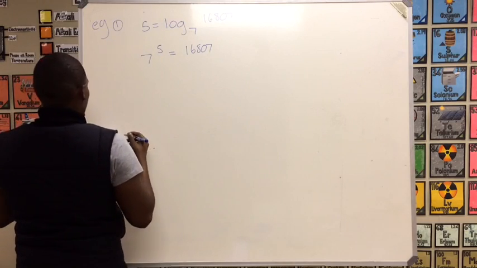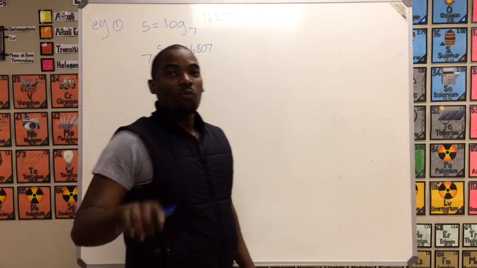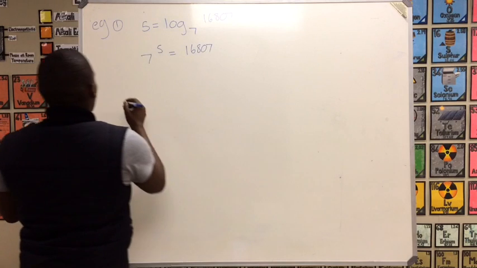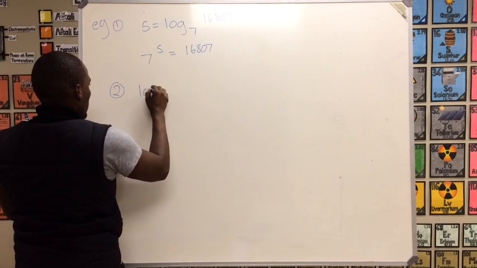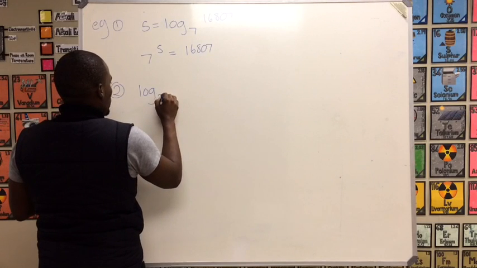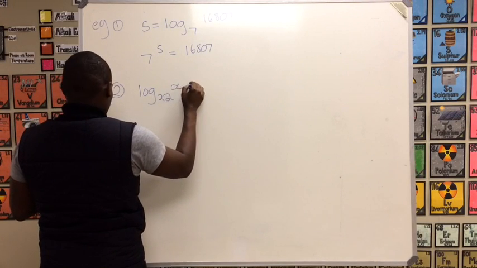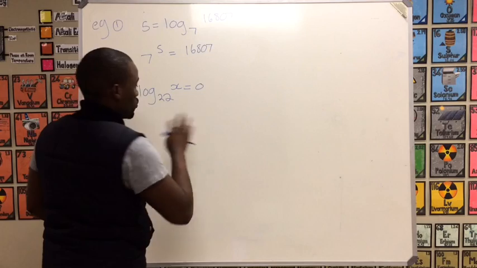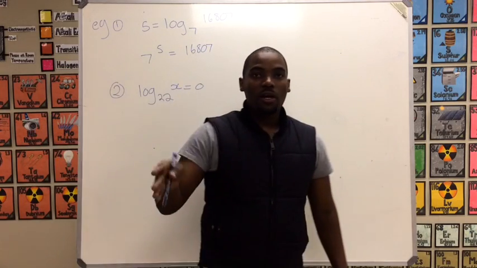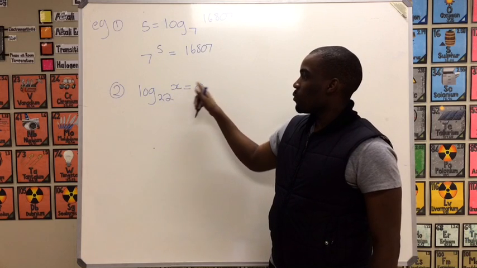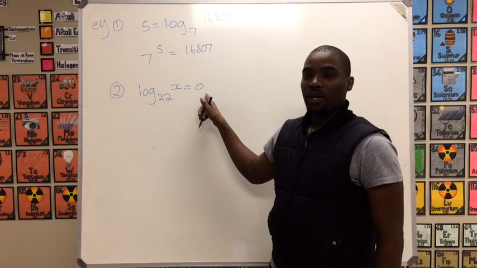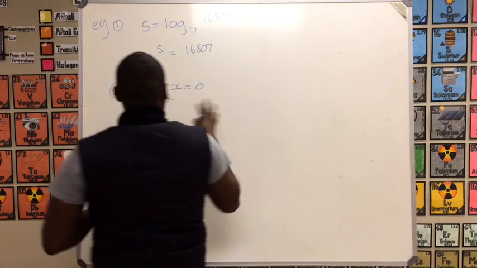The next one just says, let's solve for x without a calculator. Okay, so now number 2, to solve for x, we've got log base 22 of x is equal to 0. There's two ways to go about this one. We can look at our log laws and say, well, log of base anything to 1 would give us 0, right? Or we can actually try to solve it a different way.